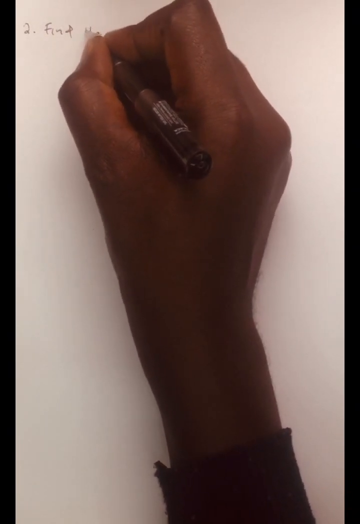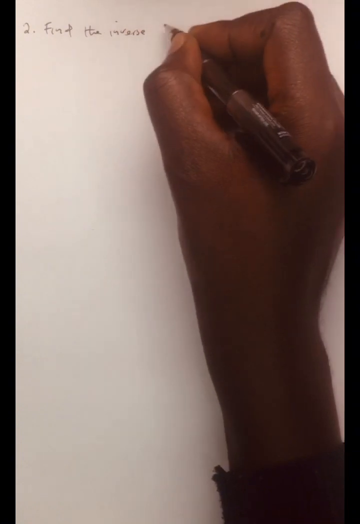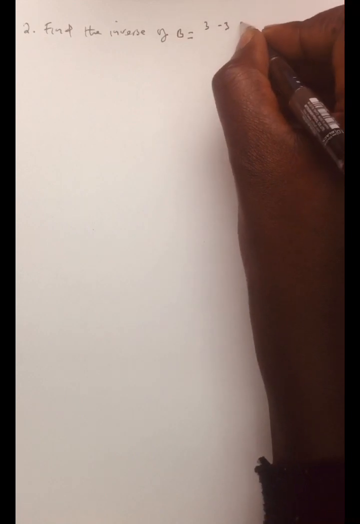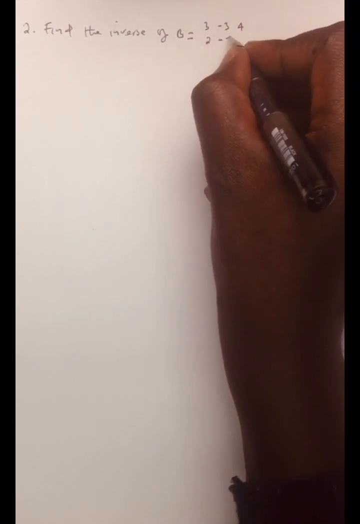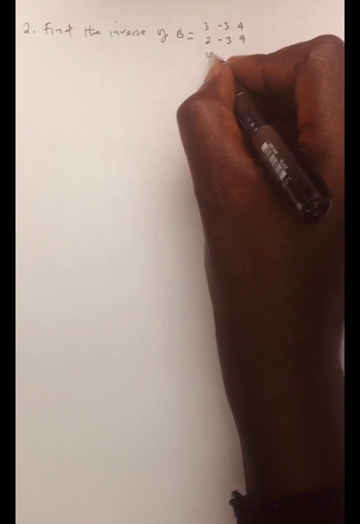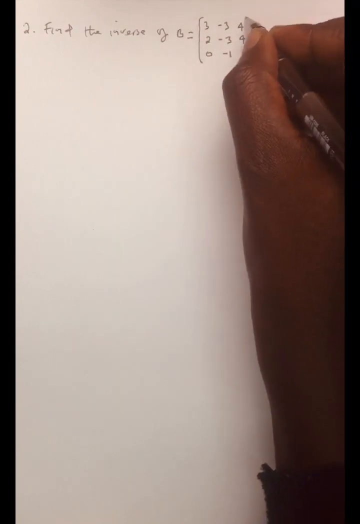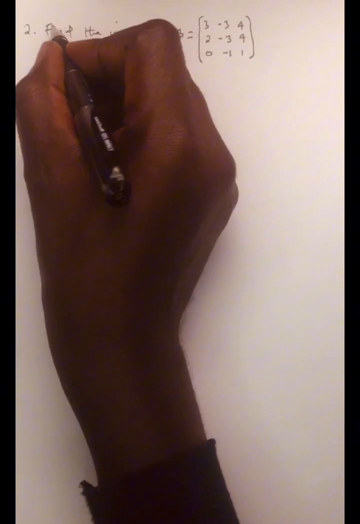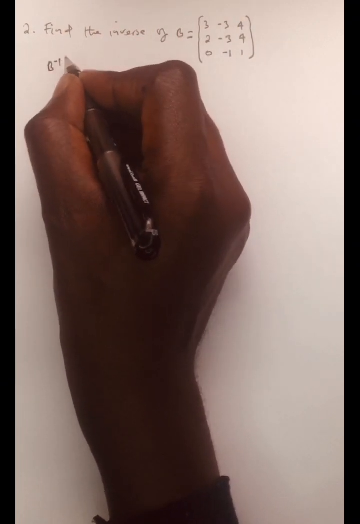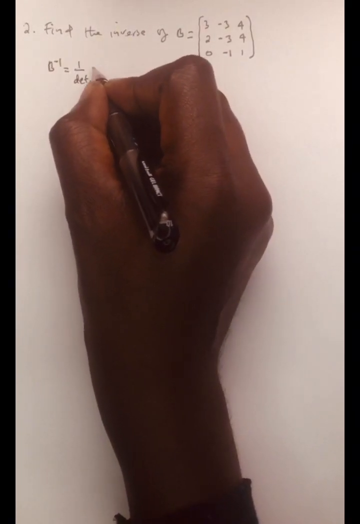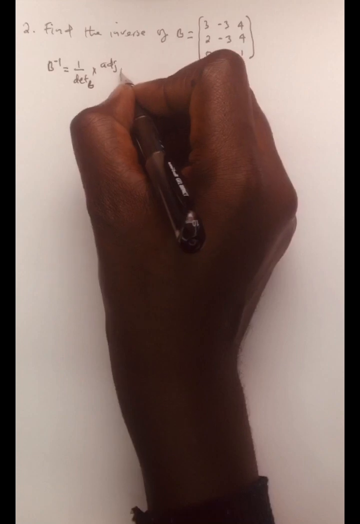Let us go to the second example. Example 2, find the inverse of B given by 3, negative 3, 4, 2, negative 3, 4, 0, negative 1, 1. So as we said before, obtaining the inverse of the matrix B will involve 1 over the determinant of B, then you multiply that by the adjoint of B.